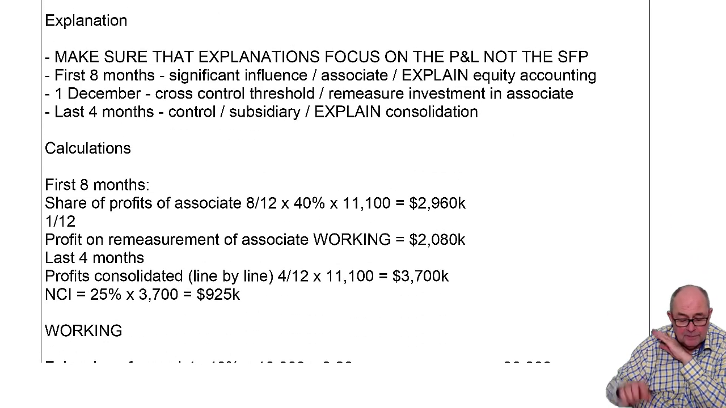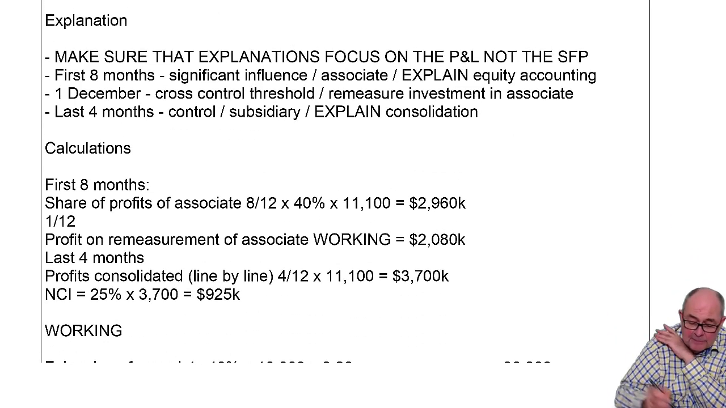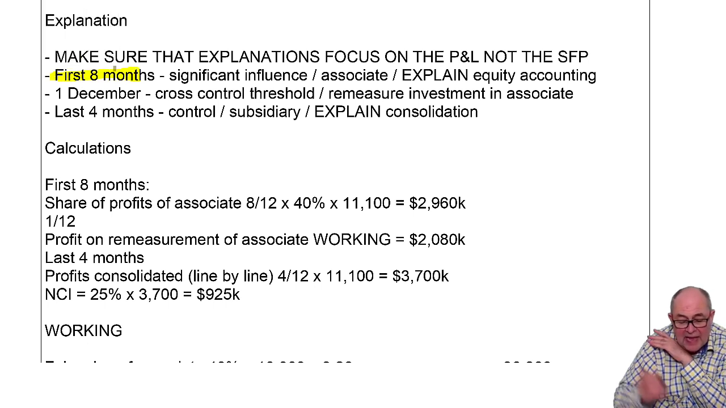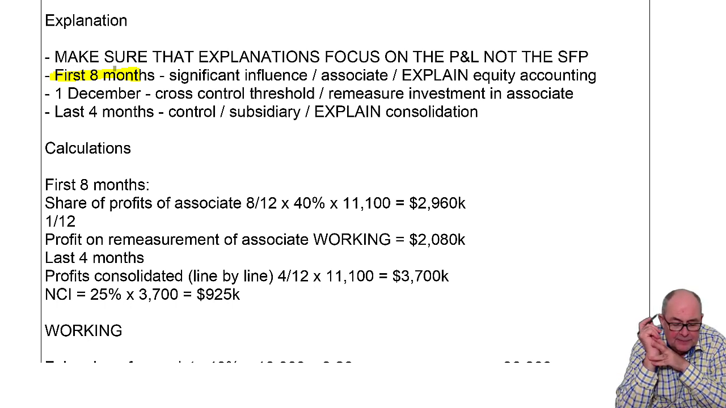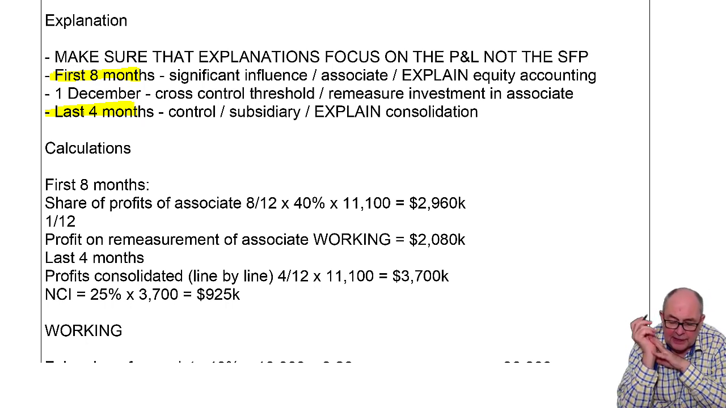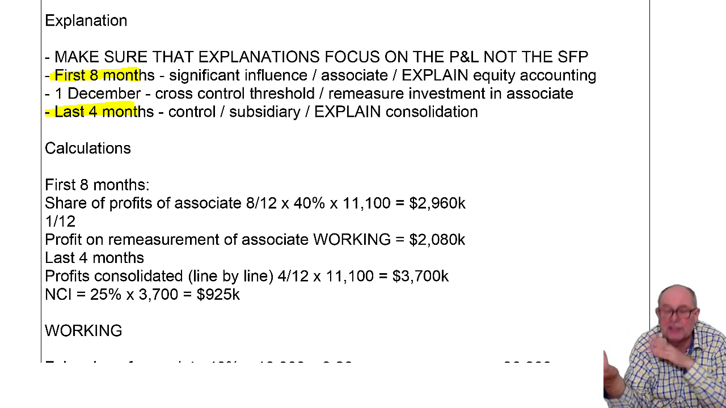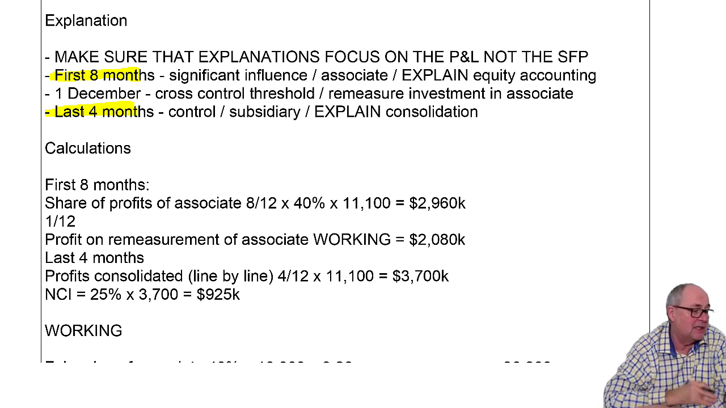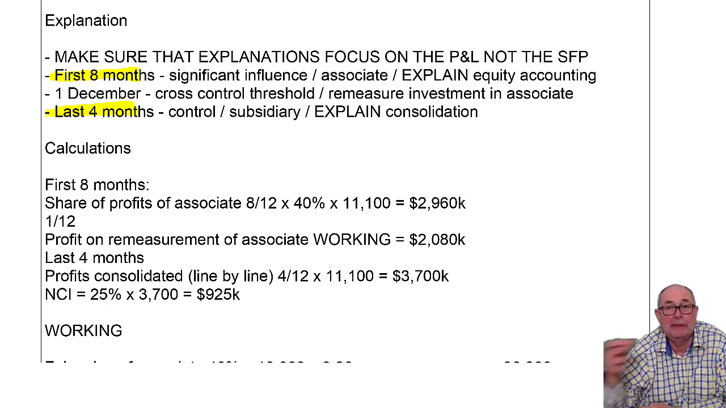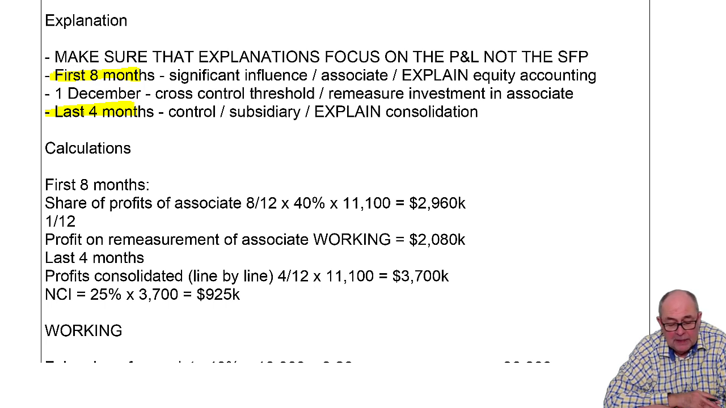So explanation. First 8 months. Why is it an associate? And therefore, why are we equity accounting? Last 4 months. Why is it a subsidiary? And why are we consolidating? You'd want to explain briefly what equity accounting means: cost plus share of post-acquisition profits. You'd want to explain briefly about consolidation, adding income and expenses line by line, but I'm sure you can do that.